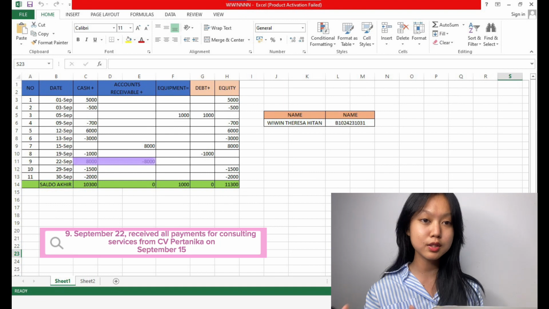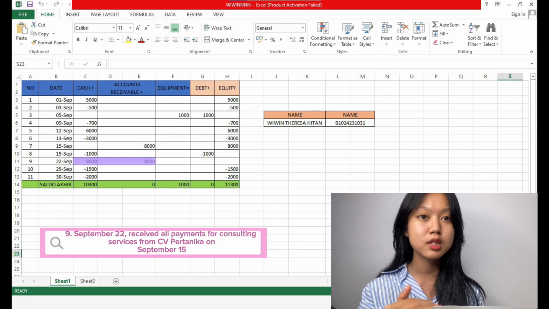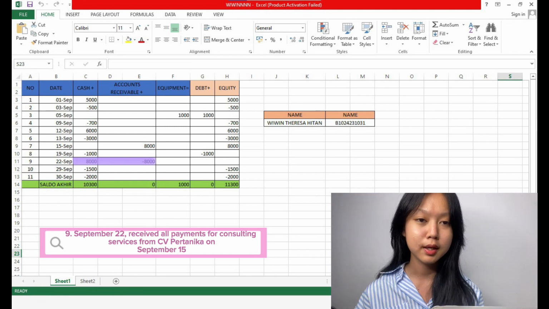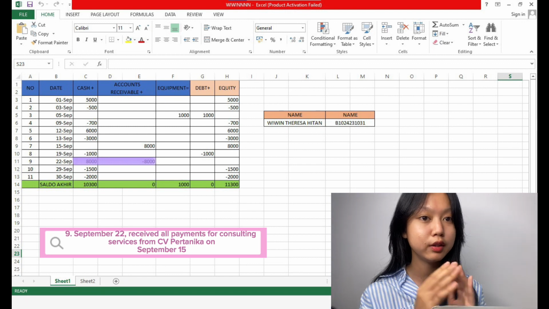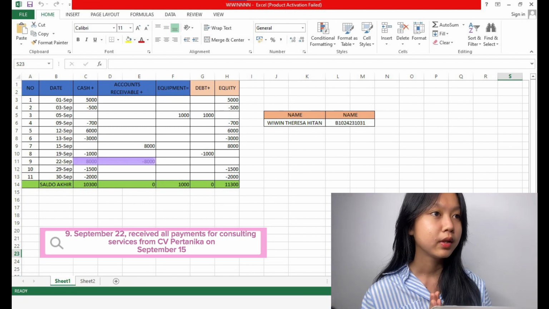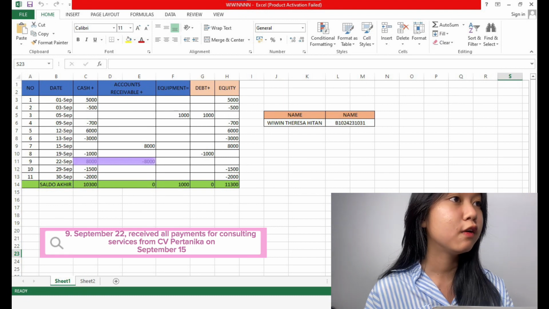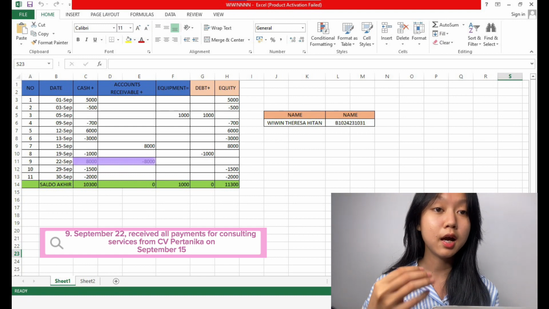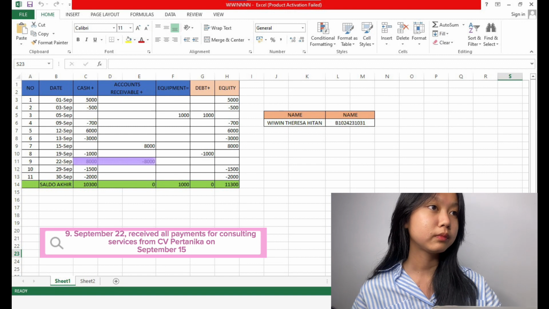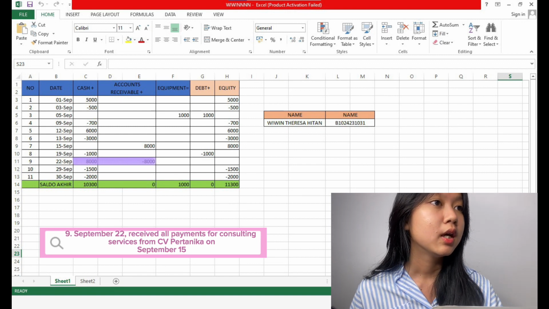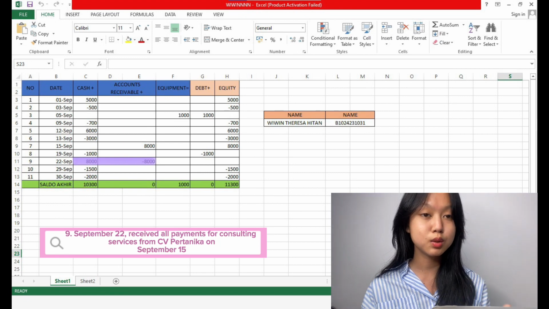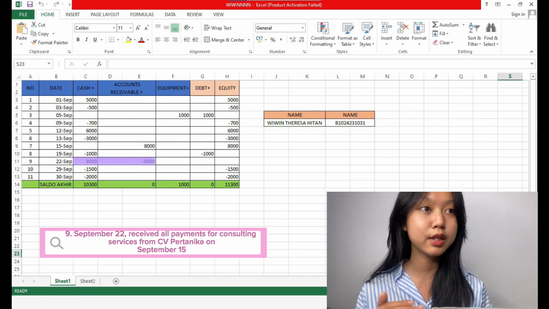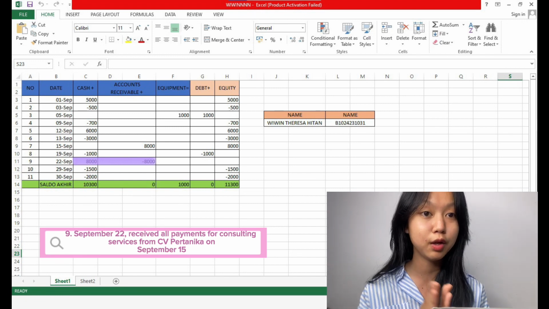So next, for the non-accounting transaction, which is on September 22, we received all payments for consulting services from CV Pertanika on September 15. So from this transaction, we also know that they are both related. And for the table, because on 15 September, there were 8,000 that CV Pertanika owed to Ahmad, in this table we add 8,000 to the cash because we receive money. So it will add the cash. And also a minus 8,000 from accounts receivable because it's already paid off.